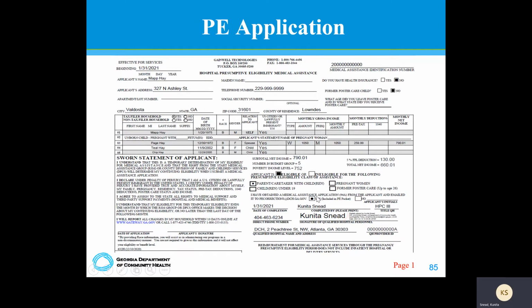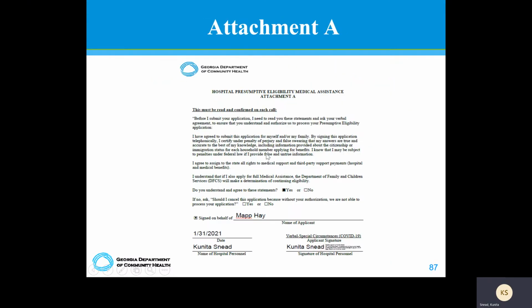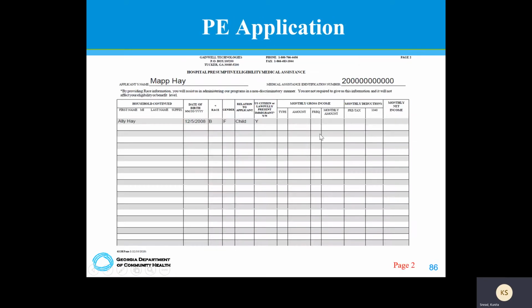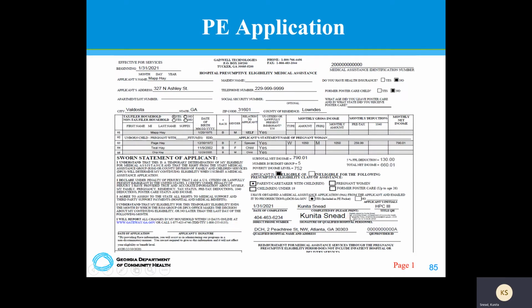Everybody's eligible for parent caretaker. Mr. Hay did want to apply for full Medicaid, so you check the box for yes. I put my information down here along with my signature. And remember, this application was done over the phone. So if this application was done over the phone, then we do the attachment A. We will read these statements verbatim to Mr. Hay. We read this question to him. He gave his verbal consent, so we said yes. We checked the box where it says sign on behalf of, print his name, date it, print your name, and then you sign it. And this can be electronically signed, the attachment A as well as the 632H.